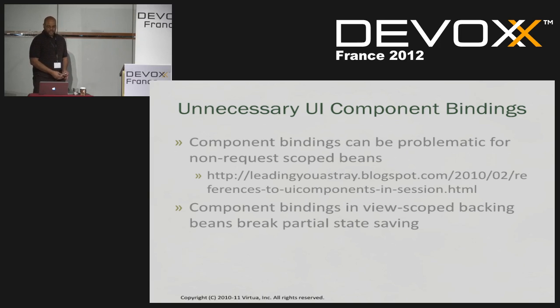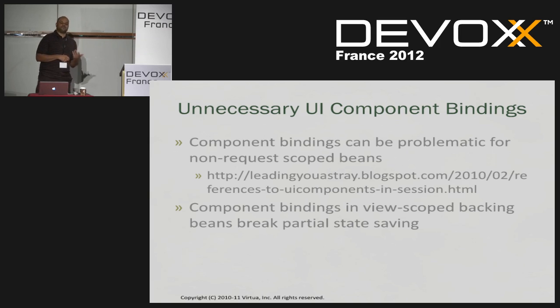However, component bindings break in view scope backing beans in JSF2. And if you actually look at the issue tracker for the JSF spec or Mojarra, the implementation, you will find this bug listed. Every time I talk about it, I keep meaning to find out if we're fixing this in JSF 2.1. I hope we are, I'm not sure.